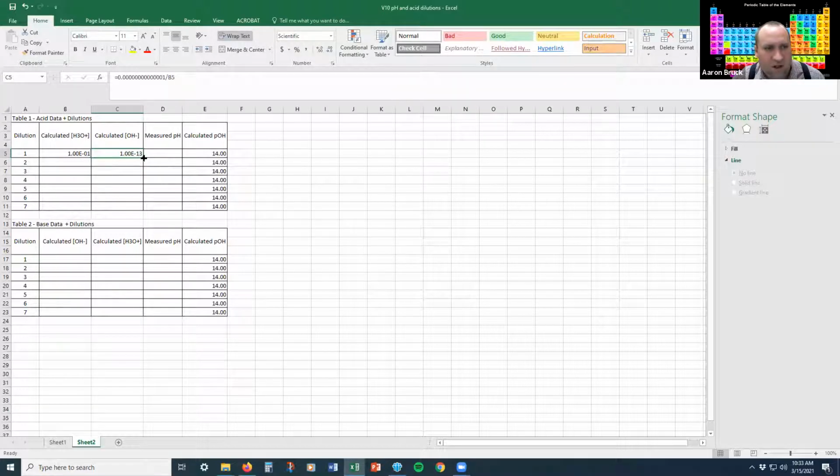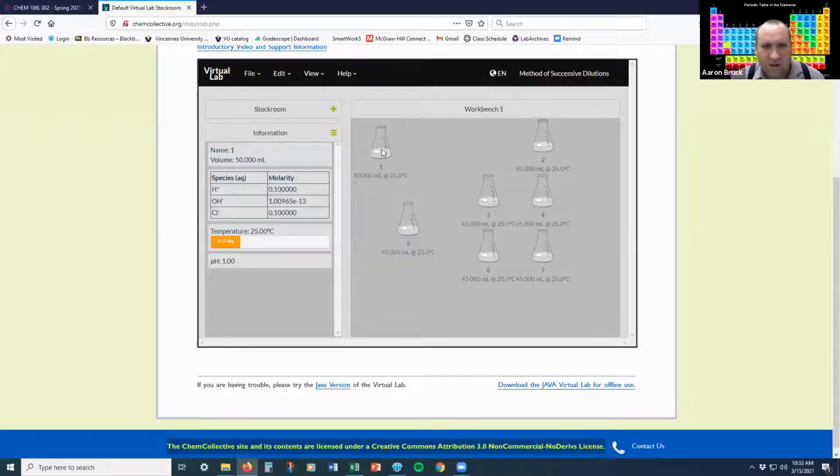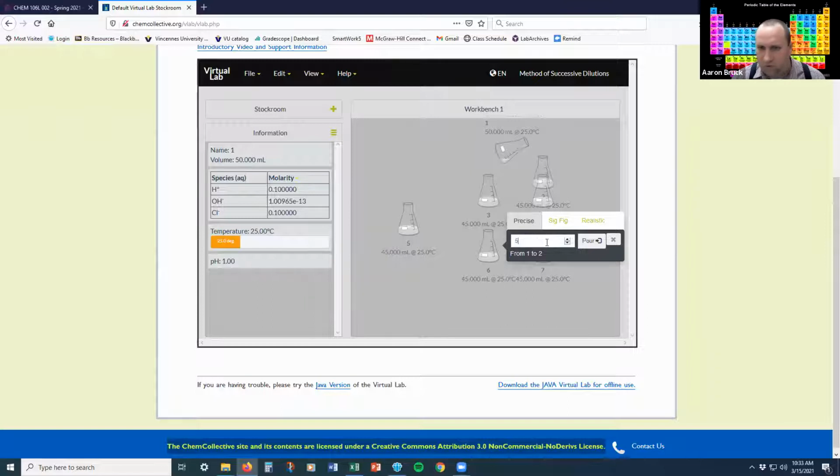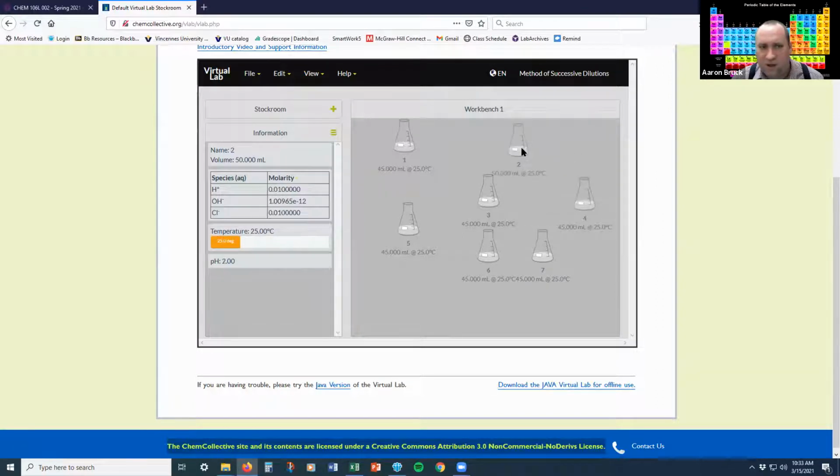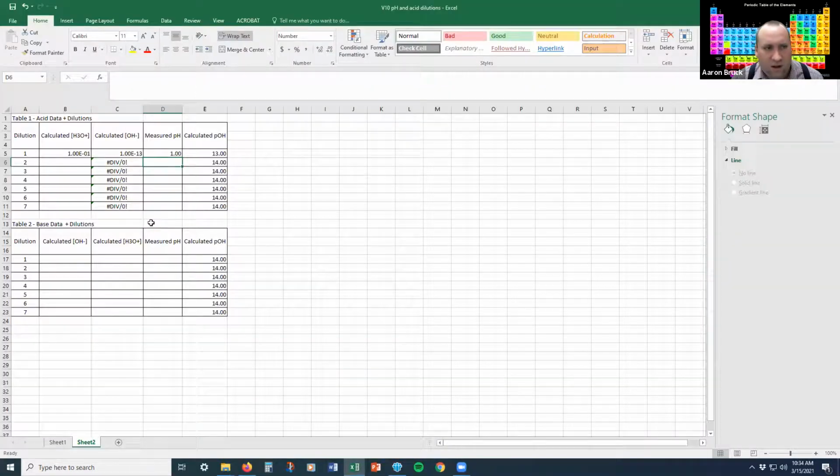So since I've got a good formula here, I'm going to drag that over. My measured pH here was 1. So I've now filled in that line. And so I'm just going to do the same thing over and over and over, taking solution 1 and putting it into solution 2. Solution 2 now has a pH of 2. The concentration has changed. It was 5 milliliters of this solution, 5 times this solution, now divided by 50. And my measured pH is now 2.00.